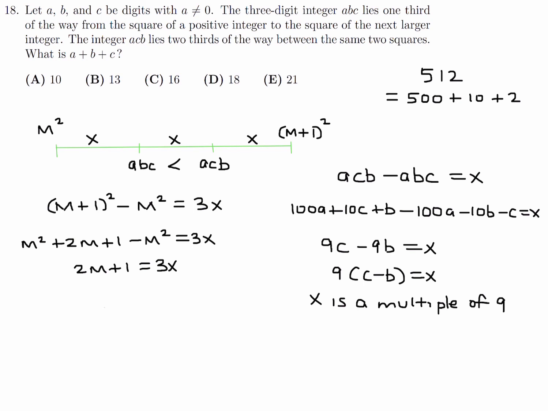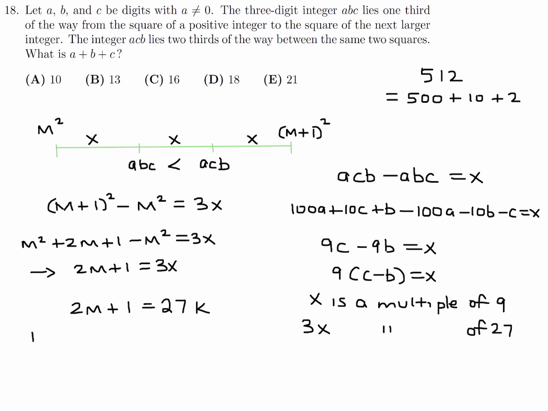And since x is a multiple of 9, 3x is a multiple of 27. So if you look at this equation right here, 2m plus 1 is equal to some multiple of 27, so 27k. Got it? So no tricks really. This is just straightforward mathematics. Now I've got to figure out my value for m, but I have a huge clue that 2m plus 1 is a multiple of 27.